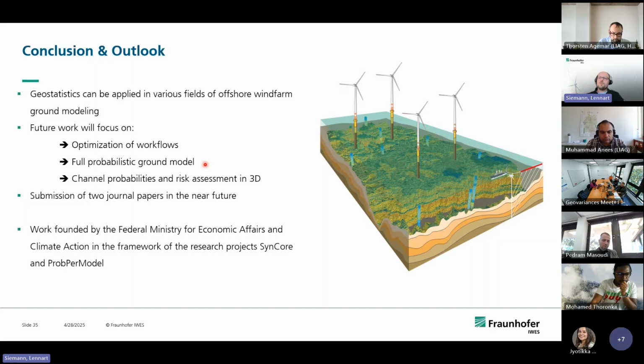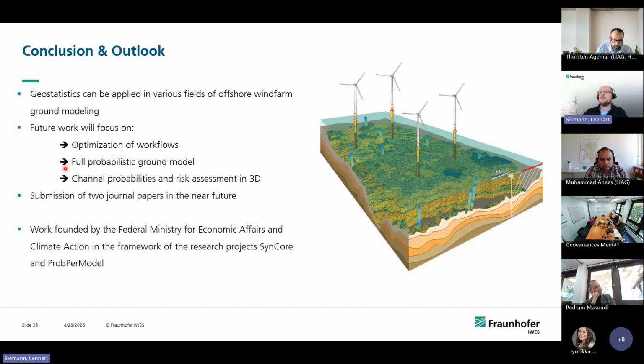We will work on a full probabilistic ground model. This is part of a research project, which is also written here, proper model. So we will work further with a probabilistic ground model, also incorporating the CPTs to have also the CPT uncertainties in there. We haven't managed to go that far already, although we already have built up a basis for that. And we might look into the channel probabilities in 3D.